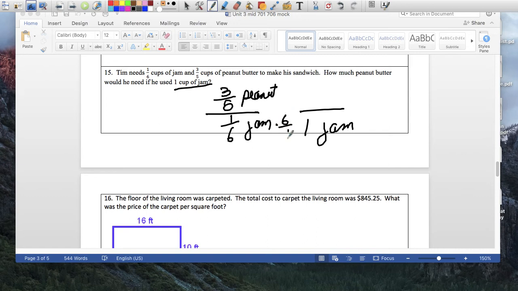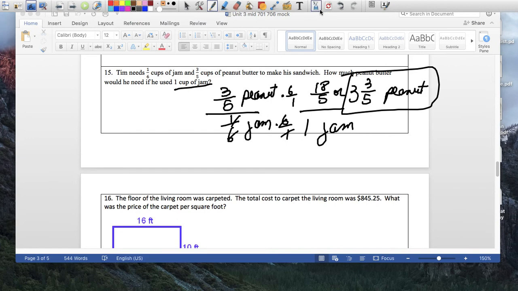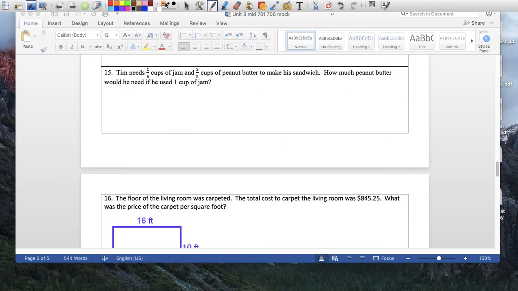Well, multiply by the reciprocal, times 6/1 and times 6/1 here. This all cancels down, simplifies to 1, and on top 3/5 times 6 is going to be 18/5 or 3 3/5 cups of peanut butter. And that's our answer. That's how much he would need. You can leave it as a decimal if you like, 3.6.